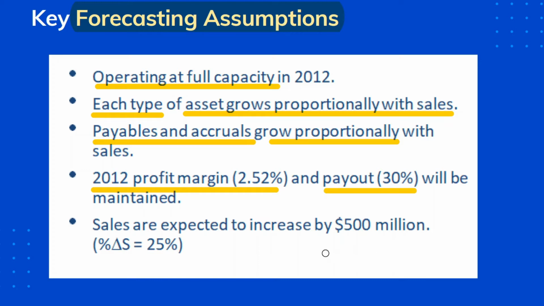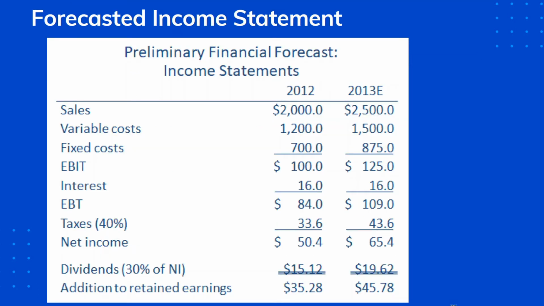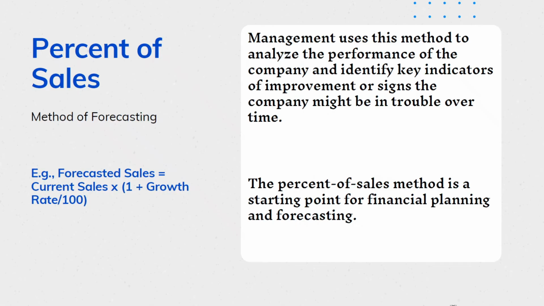For the starting point, we expect that the sales growth will be 25%, which corresponds to an increase in sales of $500 million. These are the key forecasting assumptions used in our process. Now, let's begin the forecasting process. Let me remind you again that we're going to use the percent of sales method.